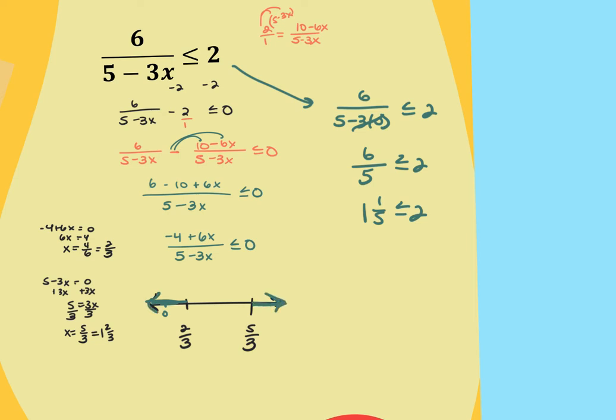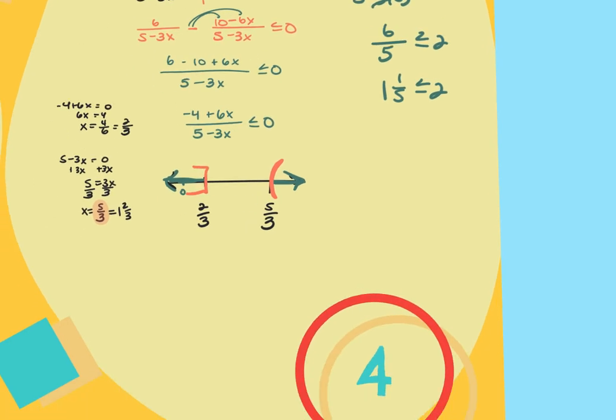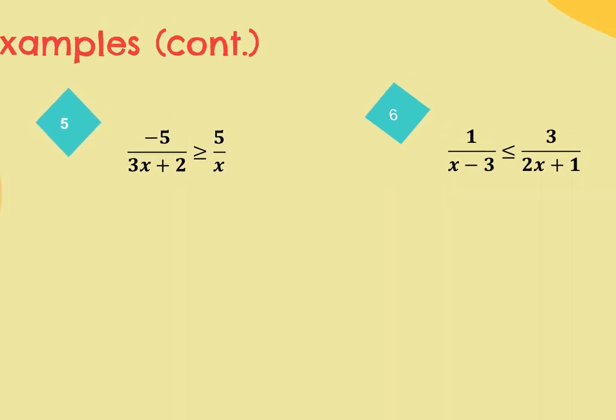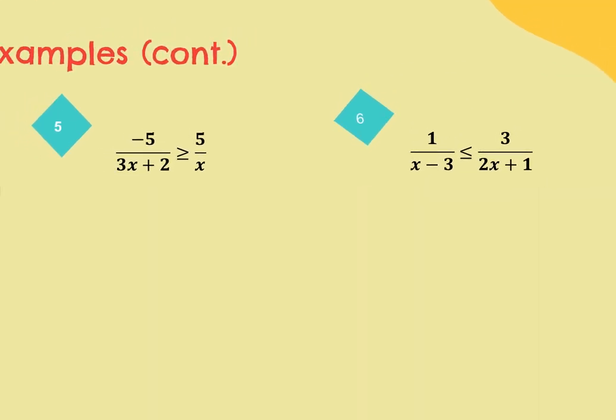Now the original inequality sign is an or equal to, which normally means it gets a bracket. But whatever came out of my denominator can't be a solution because it would make the whole thing undefined. So instead of the bracket, that 5/3 becomes a parentheses. The numerator, however, is fine. So that 2/3 gets a bracket. And my solution set would be negative infinity to 2/3 with a bracket on the 2/3, union 5/3 with a parentheses, to positive infinity.